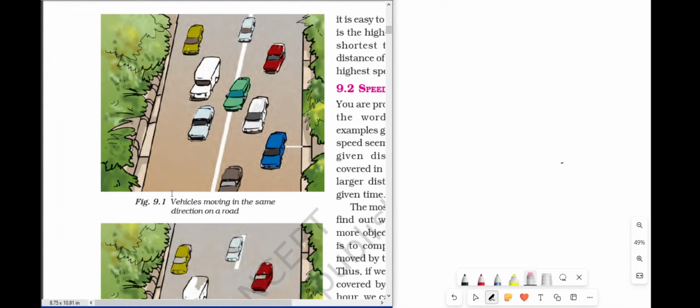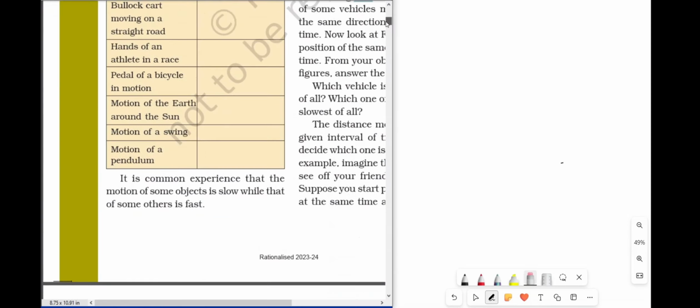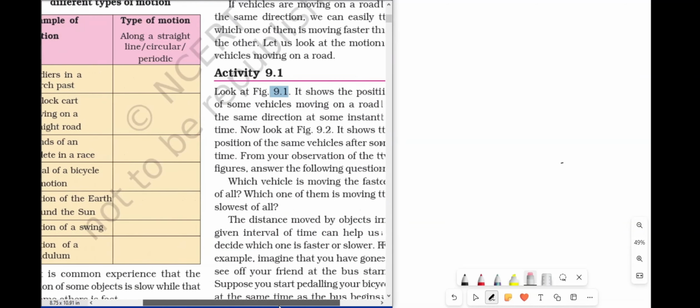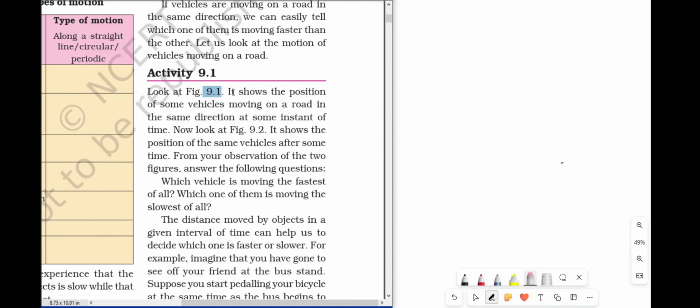The figure 9.1 shows us that there are some vehicles on the road. So you can see there's a green vehicle, a light blue vehicle, a light green vehicle. There are a few white vehicles. There's a red vehicle. So just keep this picture in mind that there are vehicles on the road in the figure 9.1. So when we look at the figure 9.1, it shows the position of some vehicles moving on a road in the same direction at some instant of time.